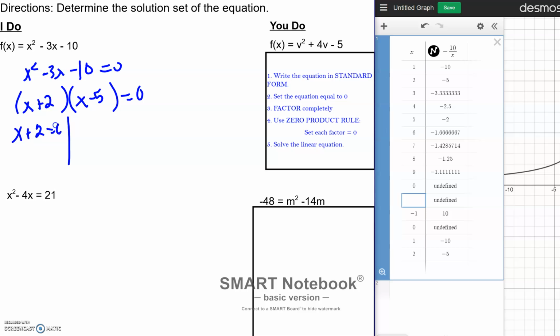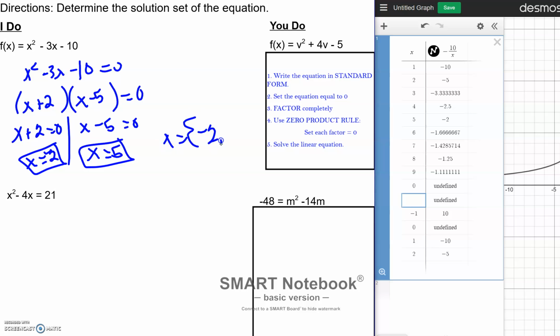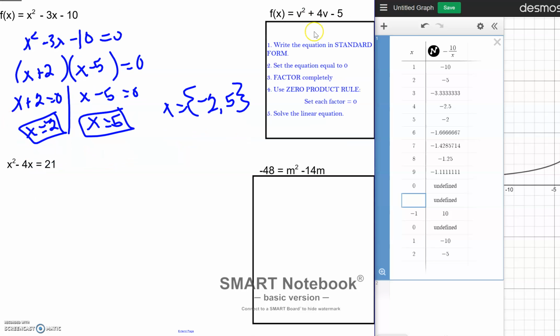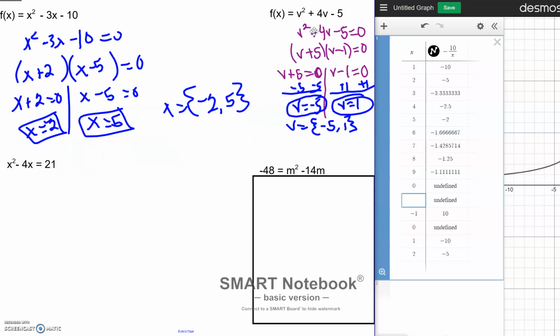And set them equal to 0. This is x equals negative 2, excuse me. And this is x equals positive 5. My solution set would be negative 2, comma 5. Pause the video and try this example. This should be your answer.